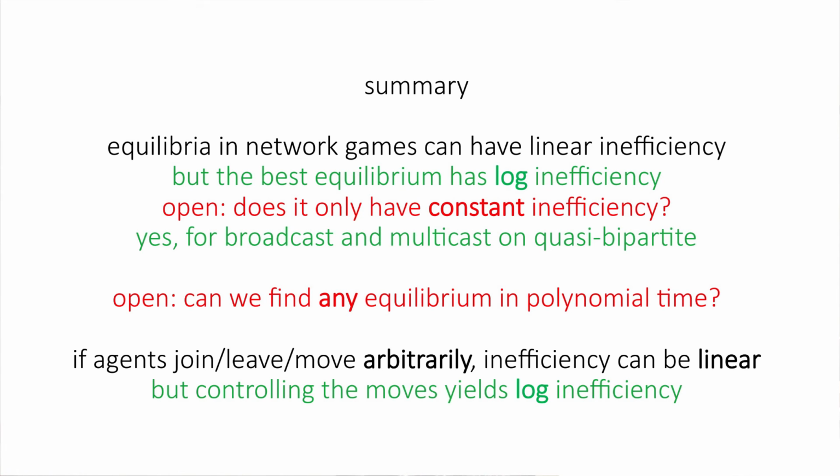And then towards the end, I looked at this issue of agents joining and leaving the network, a more dynamic setting. In this dynamic setting, we again saw a similar kind of behavior. If I have no control over the agents, then the inefficiency is pretty large. If I have a little bit of control over the routing, then the inefficiency can be decreased significantly. Thank you.